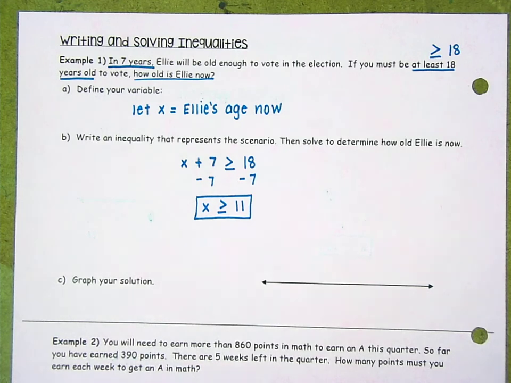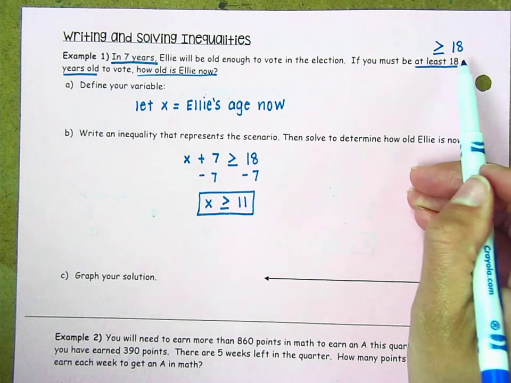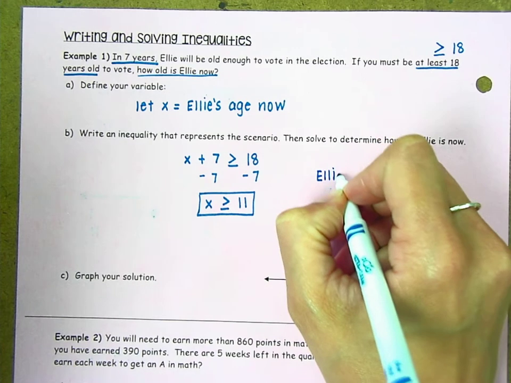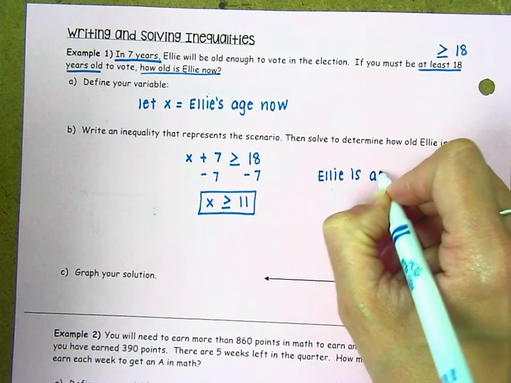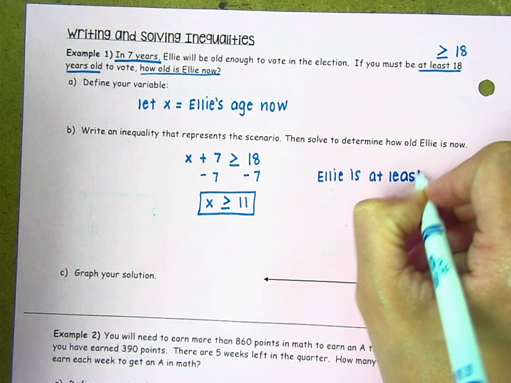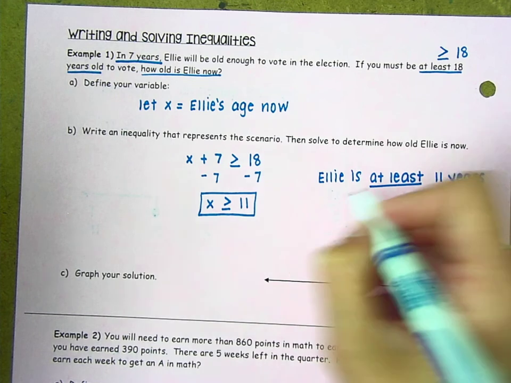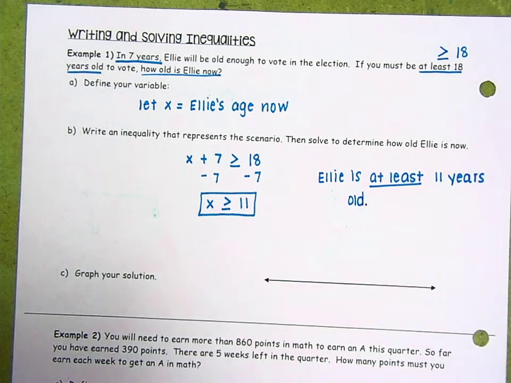Ellie could be 15 right now. In 7 years, she will be at least 18 years old. Ellie could be 40 right now. In 7 years, she'll be 47. She's at least 18 years old. So when we answer our question, we want to go back and think about if you have to be at least 18 years old in 7 years, that means that right now Ellie is at least 11 years old. That does not mean that Ellie is 11 years old right now. So we want to be careful with how we word those answers.